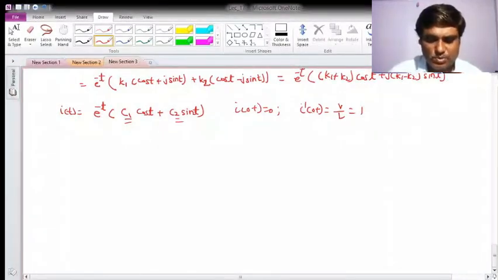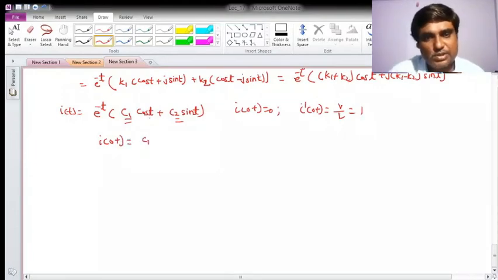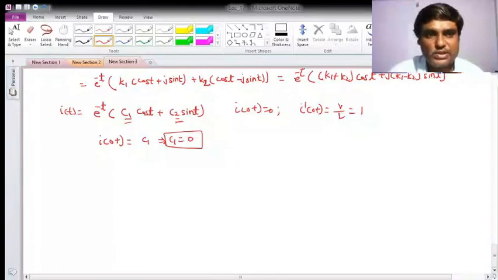Fine. So now I will use this first. Let me find I of 0 plus. It will be c1 cos t is 1, and c2 times sin 0, so c1 is 0 directly now. Now I would like to calculate c2, so for that I will use I dash.